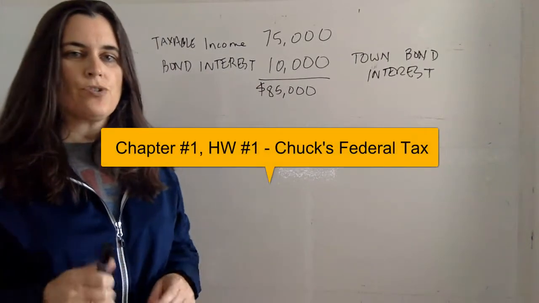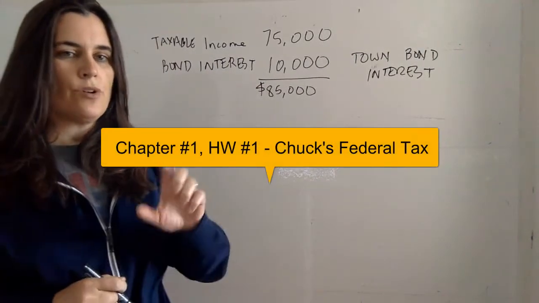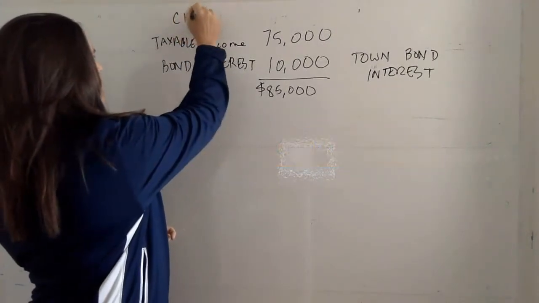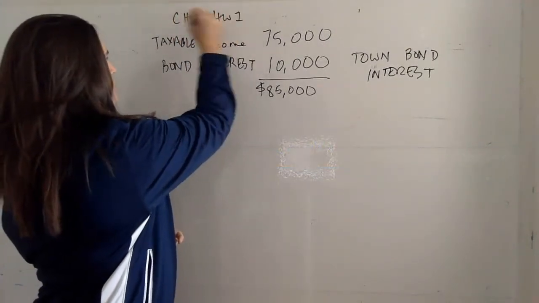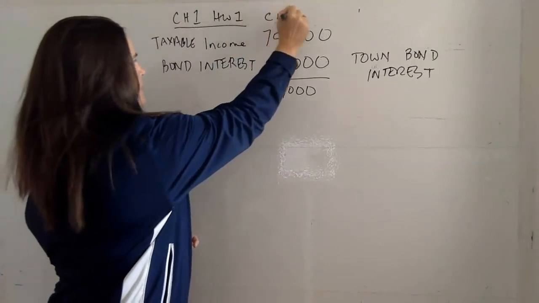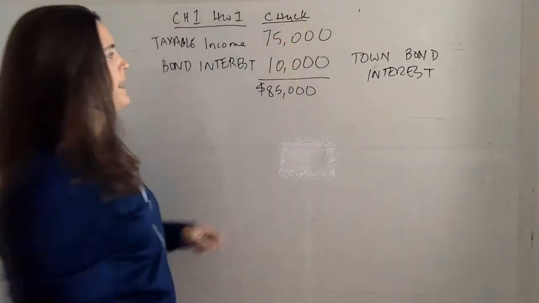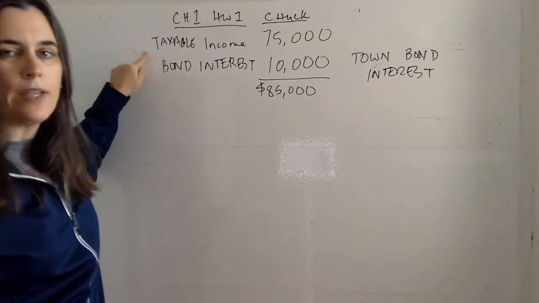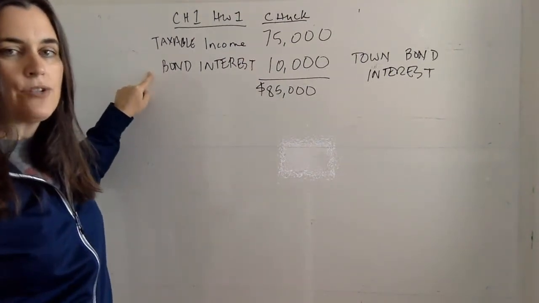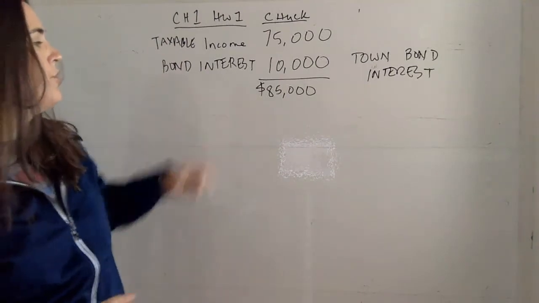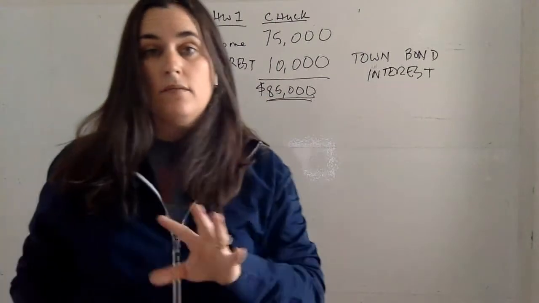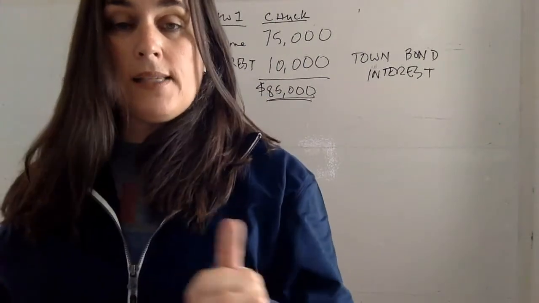Hey everybody, Professor D'Souza here with a quick intro and overview looking at Chapter 1, Homework Problem Number 1. It deals with a taxpayer named Chuck, and we're given two very simple facts about Chuck's income. He's got taxable income of $75,000 and then bond interest of $10,000 for total income of $85,000.